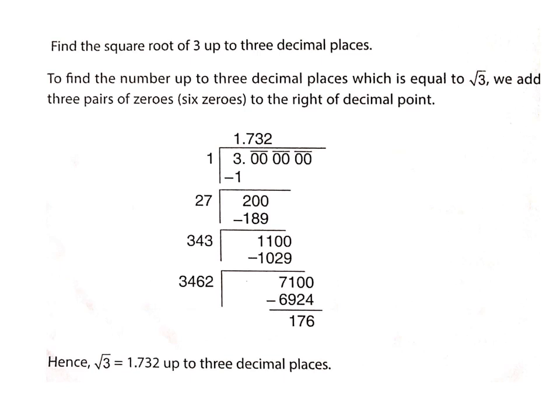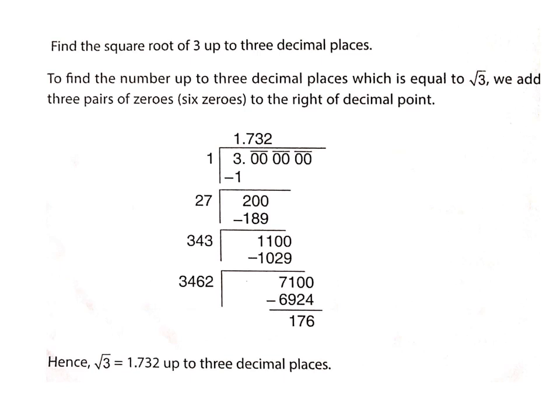Here we have to find the square root of only 3, up to 3 decimal places. Let's see, now the number is a single digit, so we have to put as many zeros as we can. So here we will write 3 as 3.000000.